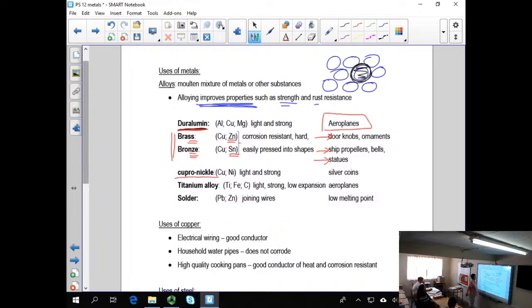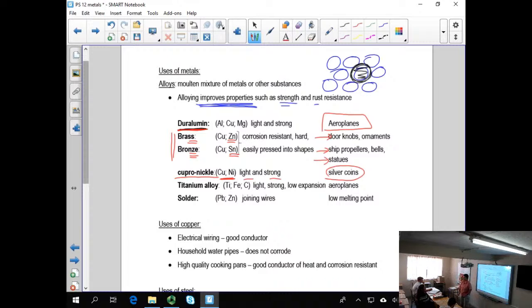The next alloy, cupro-nickel, our silver coins, the 10-cent piece and the 50-cent coin, okay? It's a silver coin, they're fairly light, quite strong, it's very difficult to bend it. Don't know if you've ever tried that, okay? Cupro-nickel consists of copper and nickel, light and strong. We make silver coins from them.